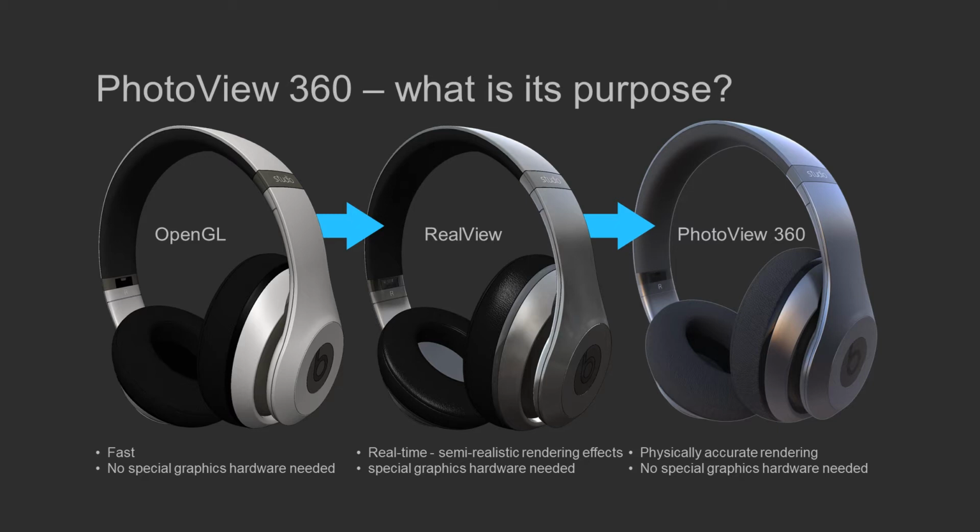Around the 2007, 2008 timeframe, RealView was introduced, and this is a real-time rendering technique using graphics card technology. There are effects that were built into graphics cards in the mid-2000s that can mimic photorealism. They're not photorealism, they're what I call semi-realistic rendering effects. And you need a special graphics card to see these effects.